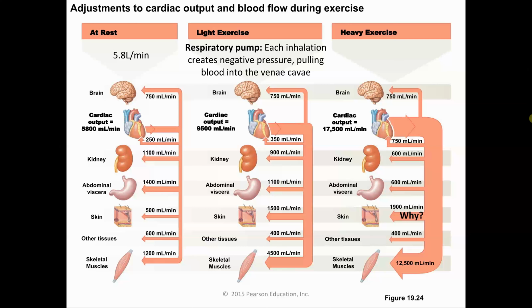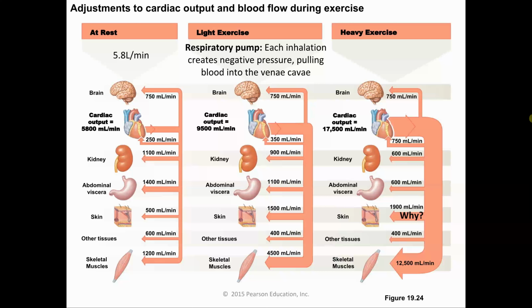Okay. So then another thing that helps increase that cardiac output is what's called the respiratory pump. Each inhalation creates a negative pressure, which pulls blood into the vena cava. So the higher your respiratory rate, it increases your cardiac output as well.